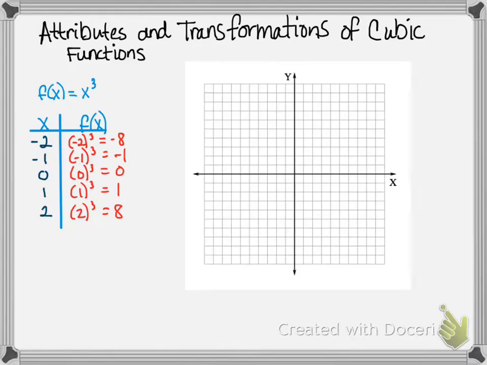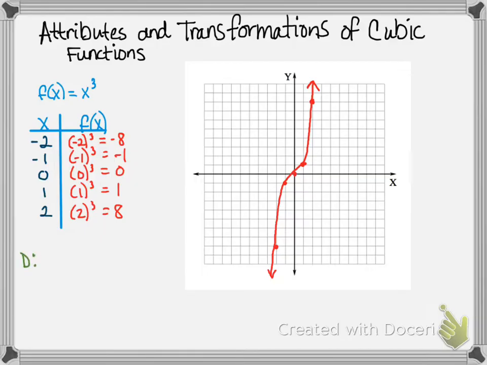So plotting these points on the coordinate plane, we have (-2, -8), (-1, -1), (0, 0), (1, 1), (2, 8). And sketching in, here we have our graph of a cubic function.